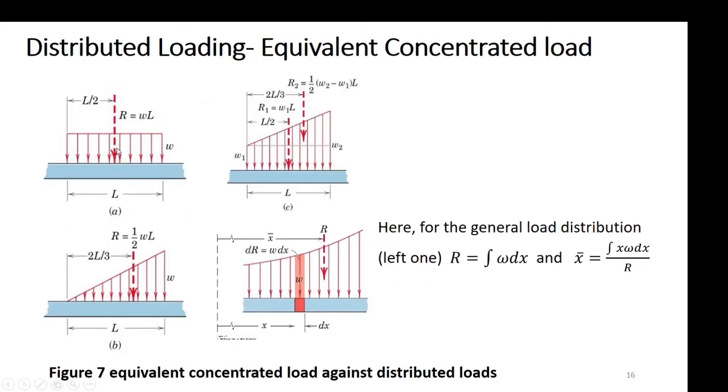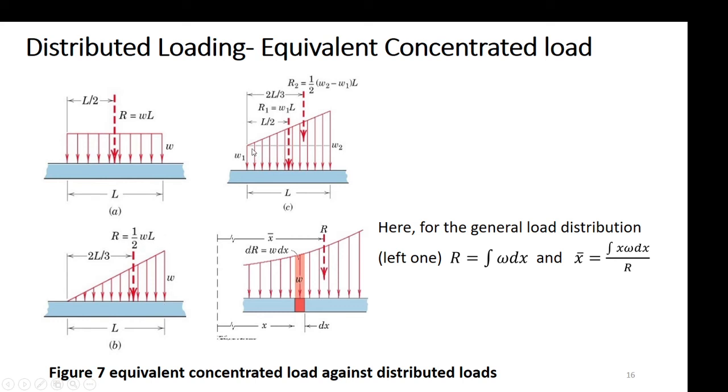So you can reduce that load to an equivalent load by multiplying by the length, and you can also find the CG very accurately and easily at the midpoint. If it is triangular, you know 1/3 from the right side or 2/3 from the left side is the center of gravity of that load. And the area of the triangular load diagram will give you the total load, half omega L.